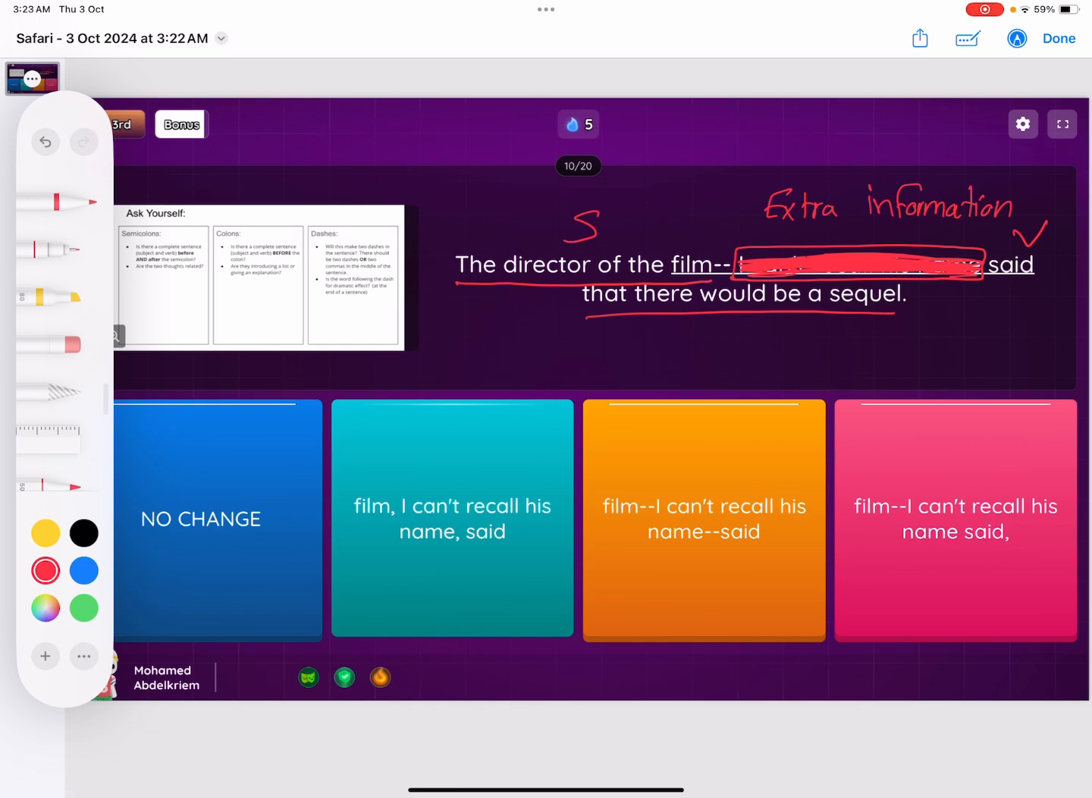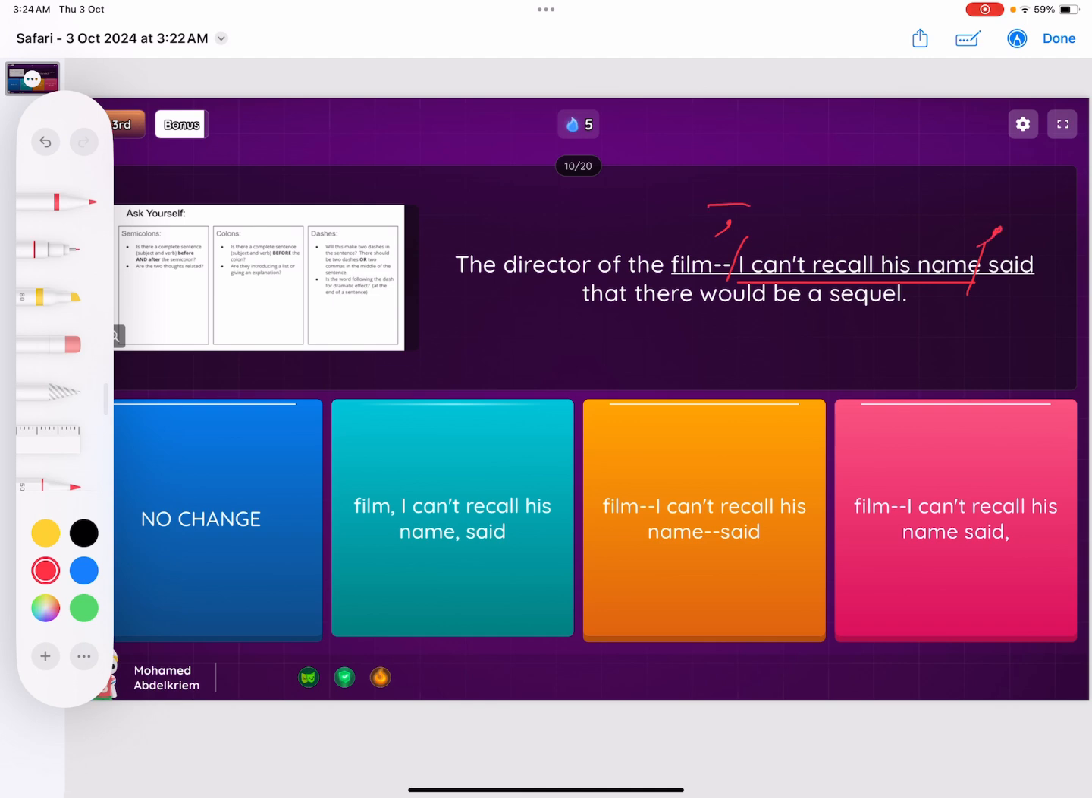And we said whenever the information is extra, you can use two commas to set them off, or you can use paired dashes. So we said this part, I can't recall his name, is non-essential or extra information. Let's check the options here. Here he used two commas. So this one is correct, and this one is correct as well.